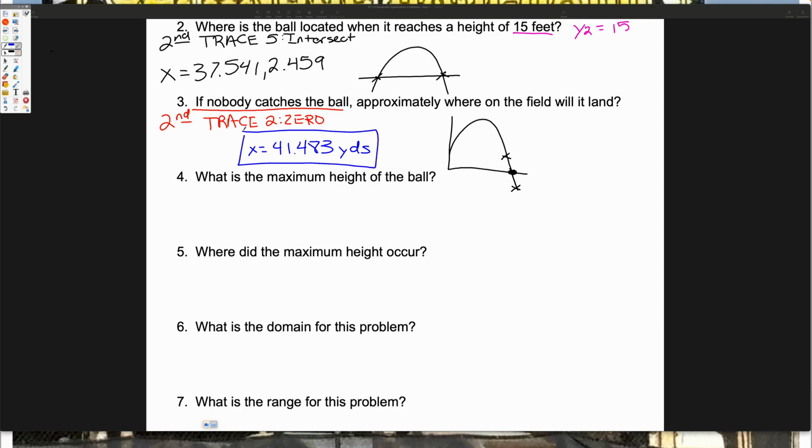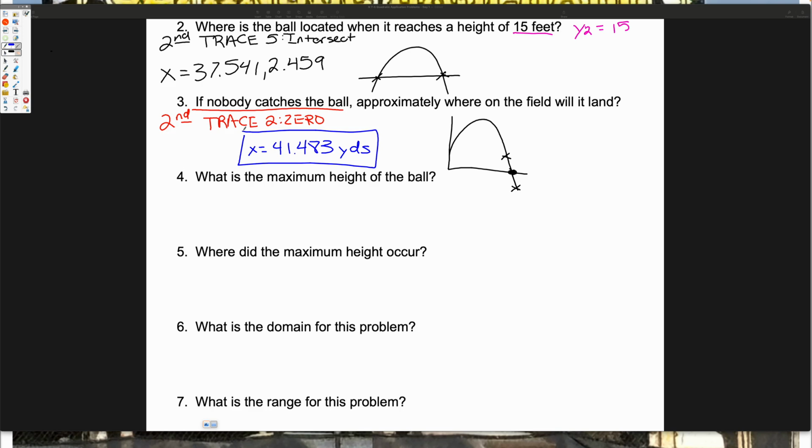So he's throwing it 41.483 yards. Okay, so that's the maximum distance he's getting out of it. It's landing 41.483 yards from him. So approximately, where is that ball going to land at? If he's on the 40 and he's throwing it 41 yards, where is that ball going to land? In the goal, right? In the end zone.